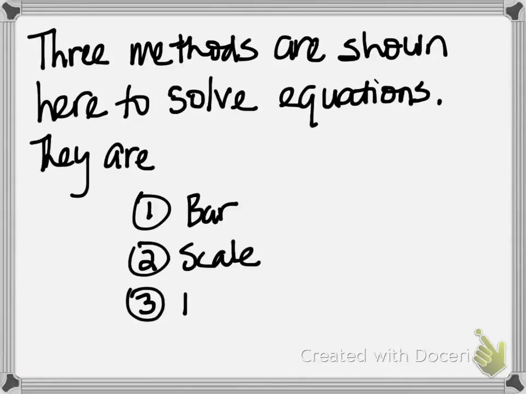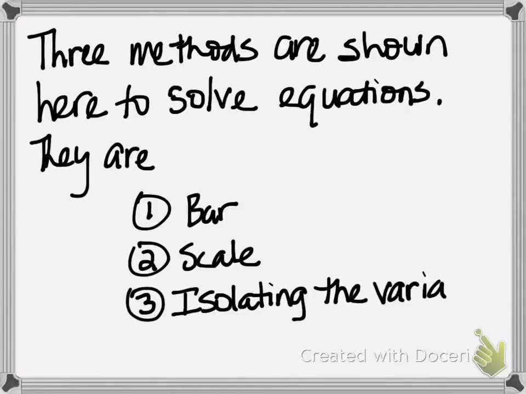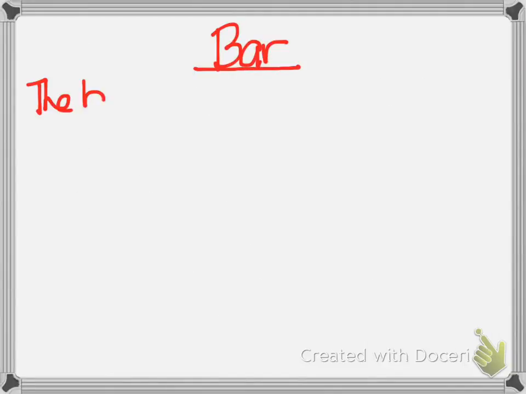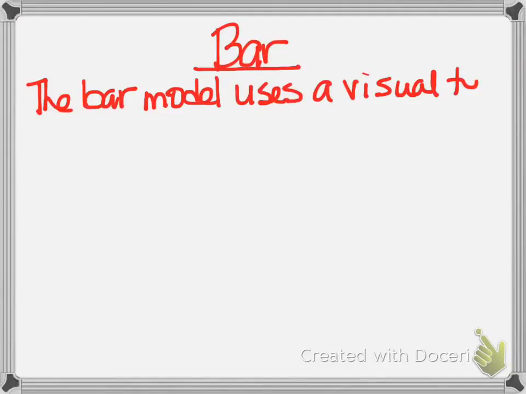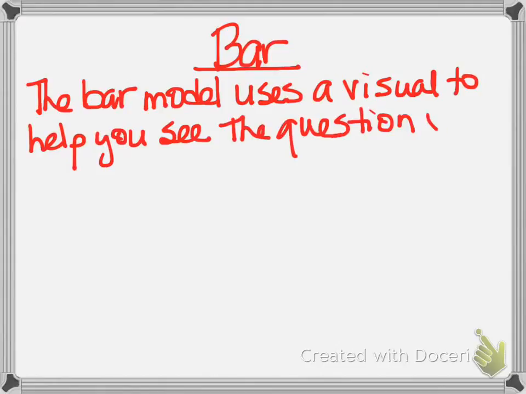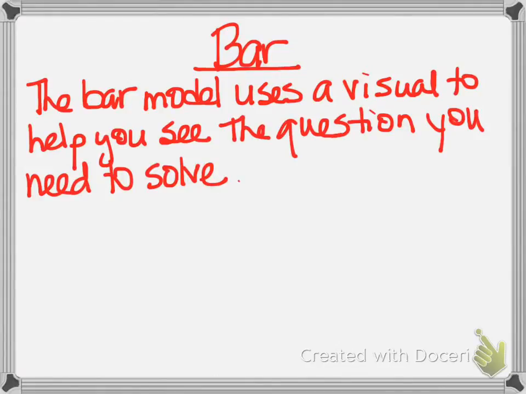They are 1. The bar model, 2. Scale, and 3. Isolating the variable. The bar model uses a visual to help you see the question you need to solve.